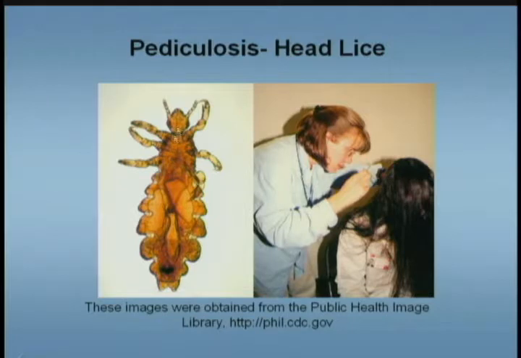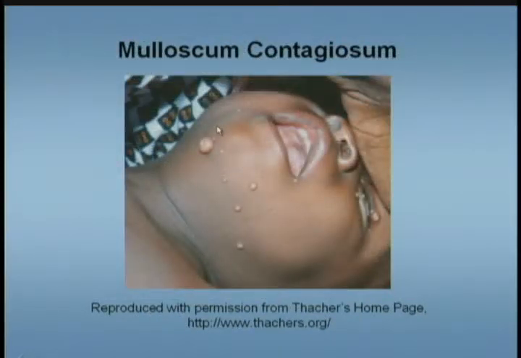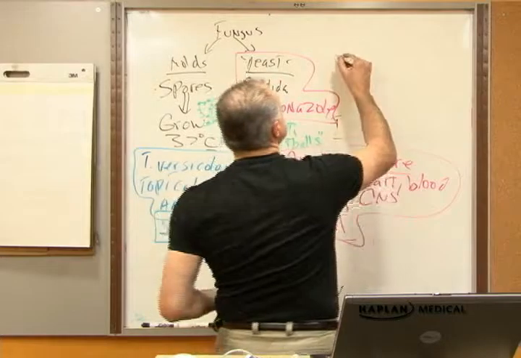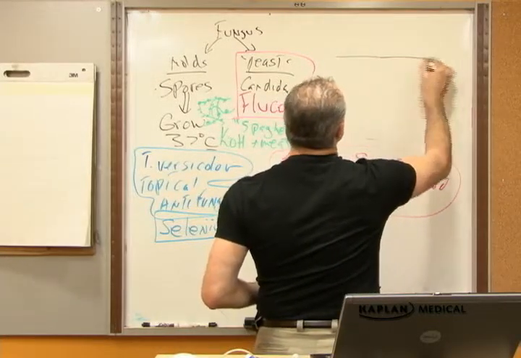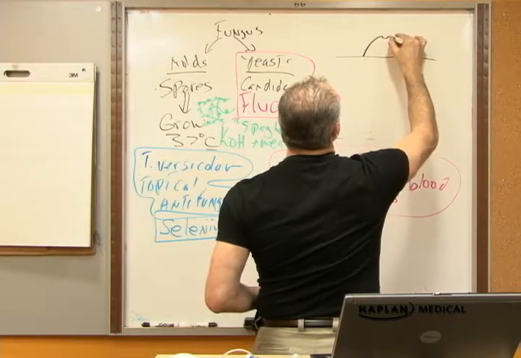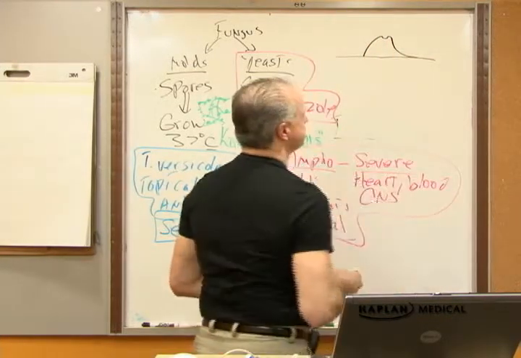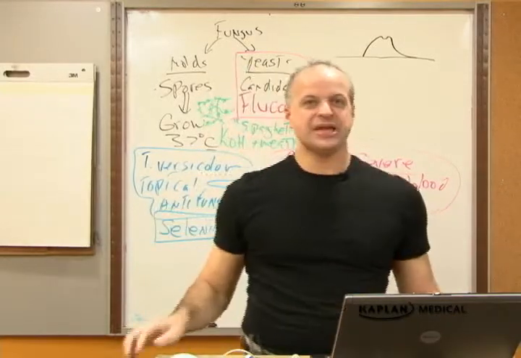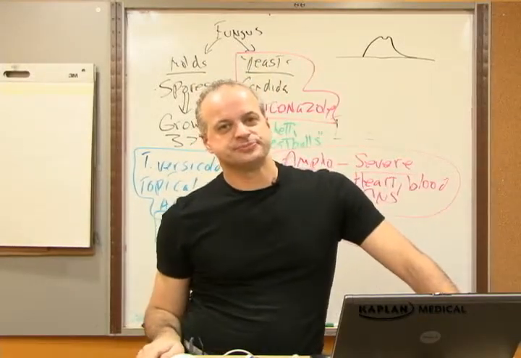Uh-oh, head lice, I don't like that guy, he's ugly. Well, the answer is permethrin, superficial, near the hair, permethrin. Now, warts, this is another form of wart. You see the umbilication in the center? There's a little dot in the center. So molluscum contagiosum. Now, like all warts, molluscum contagiosum is diagnosed by how it looks. But the other thing is this. You see, molluscum contagiosum has, as a wart, a little umbilication at the top.